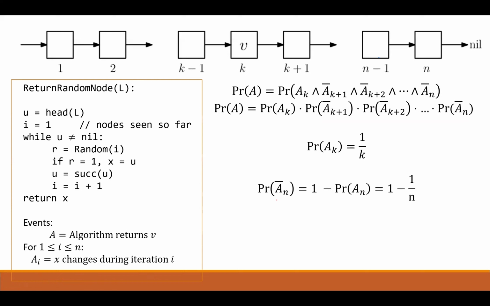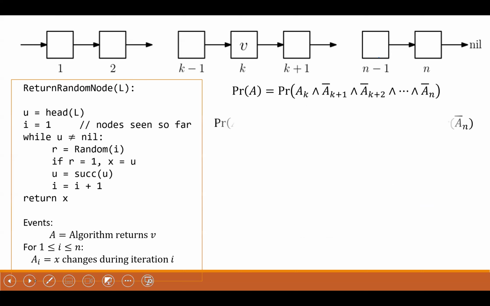And finally, the last one, not AN, is 1 minus 1 over N. N over N minus 1 over N, which is N minus 1 over N. Okay, questions on that?